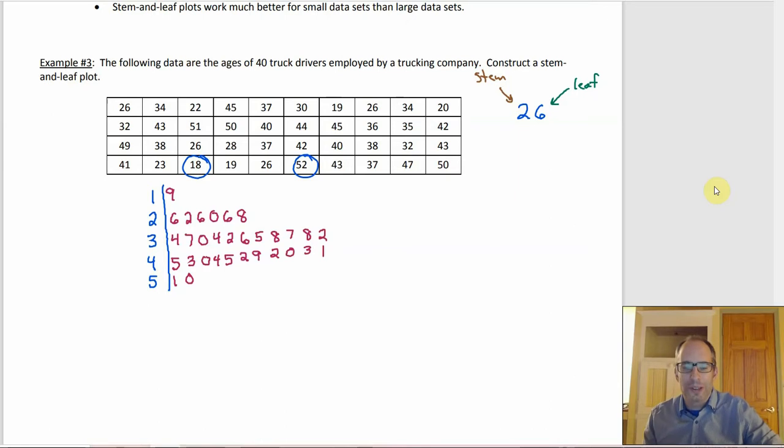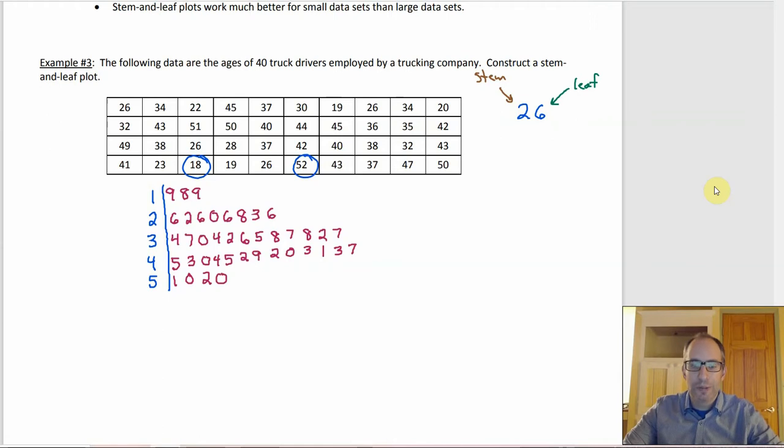Sorry, this is trailing up. 23, 18, 19, 26, 52, 43, 37, 47, 50. Okay. That's halfway there. Because basically all I did here was that I got the leaves in the appropriate lines.